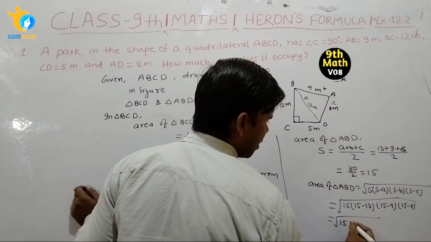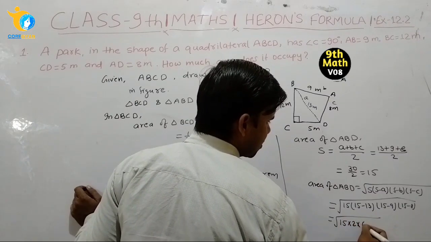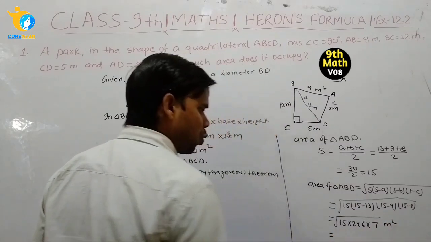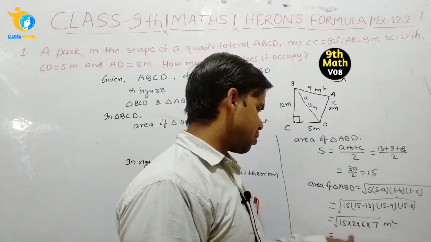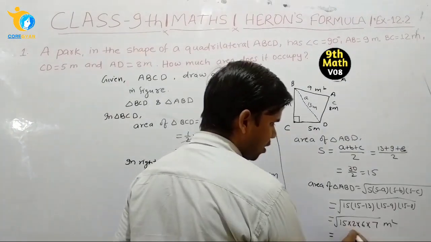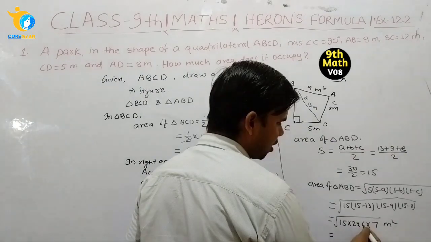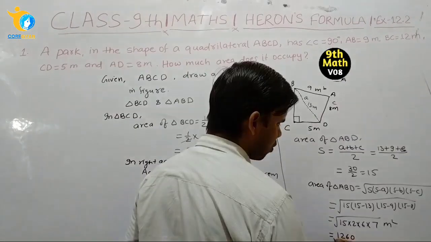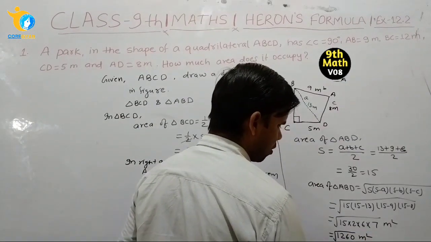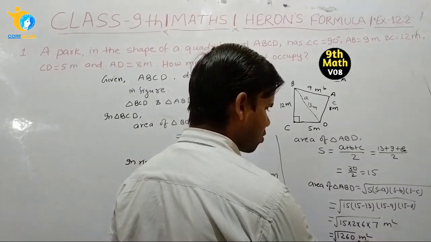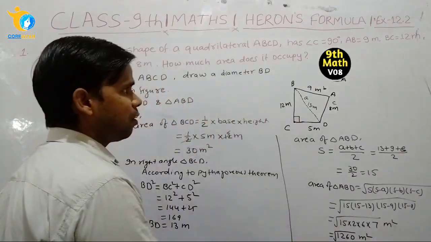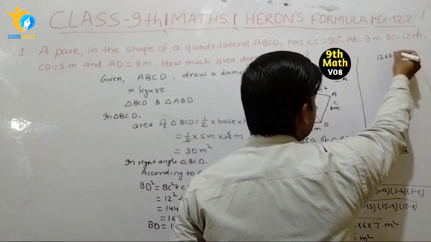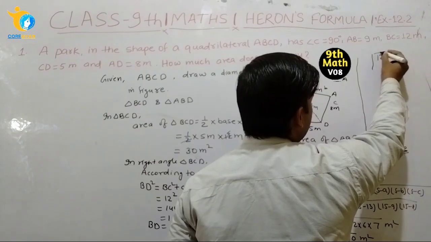So this is 15 into 2 into 6 into 7 meter square. Here no pair can be made in this situation, so we have to solve them. 15 into 2 is 30, 30 into 6 is 180, and 180 into 7 is 1260. So root under 1260 meter square. So how can you find the square root of 1260?